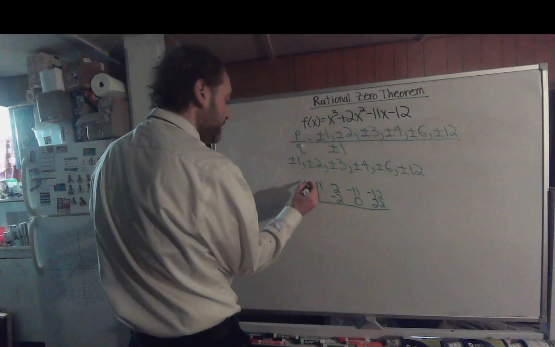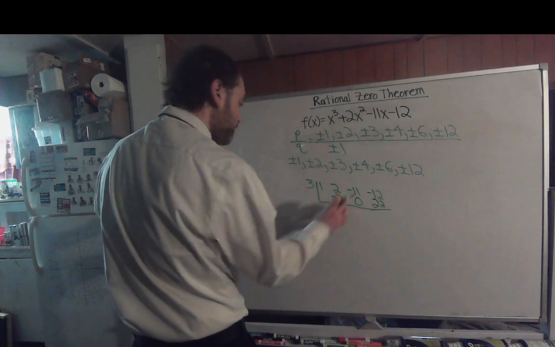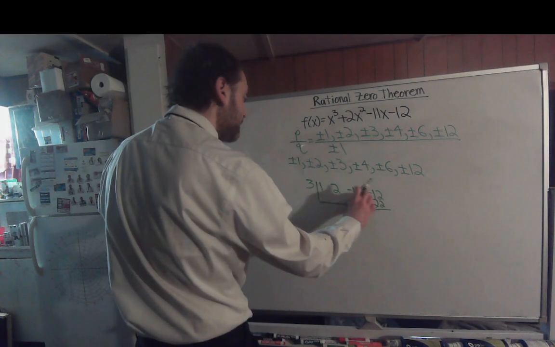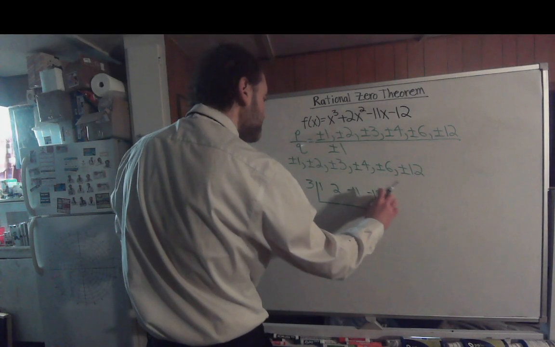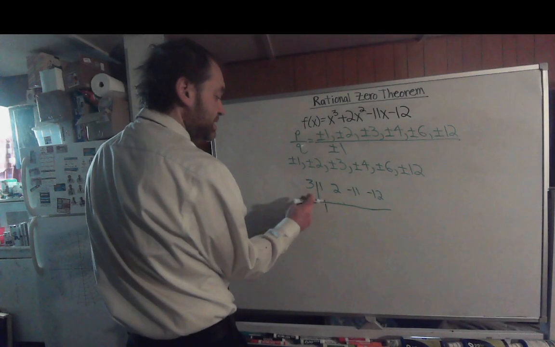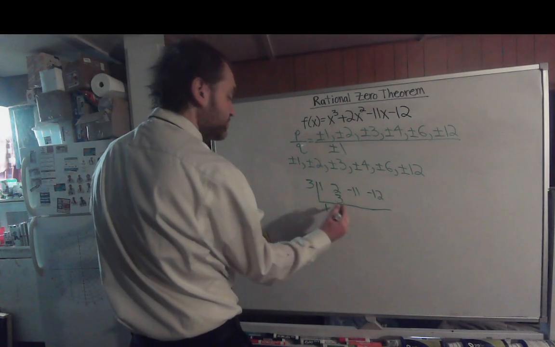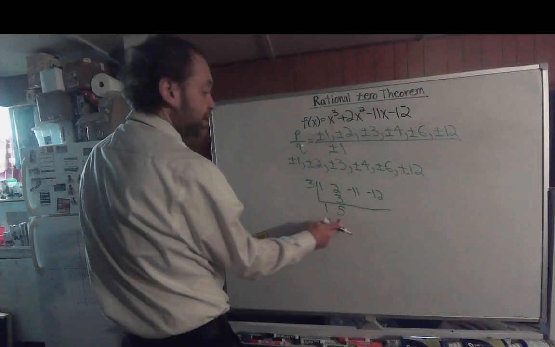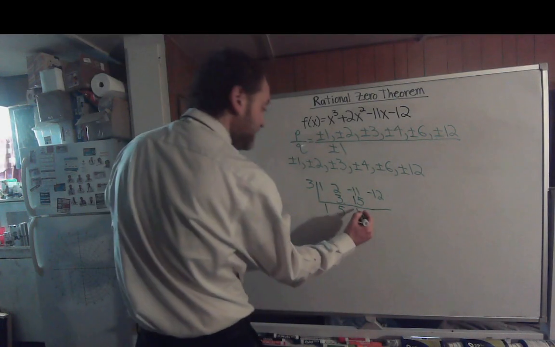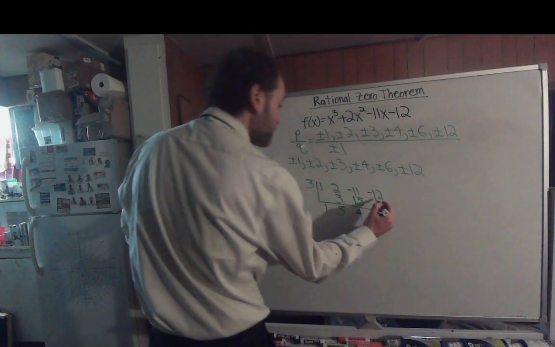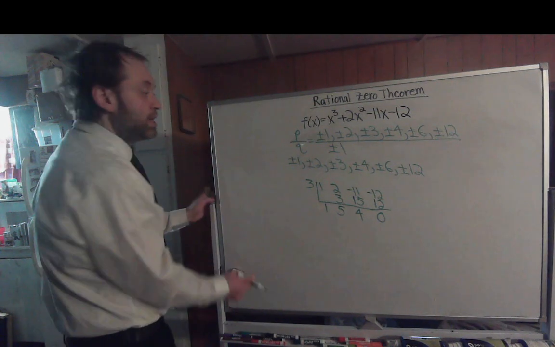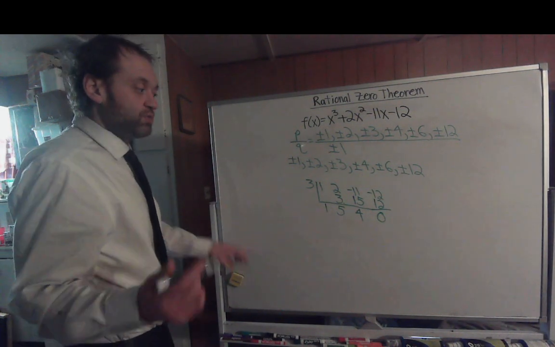Alright, how about 3? Alright, so bring down your 1. 3 times 1 is 3. 2 plus 3 is 5. 3 times 5 is 15. Negative 11 plus 15 is going to be 4. 3 times 4 is 12. Well, negative 12 plus 12 is 0. What do you know? Positive 3 is the rational 0 that fits.